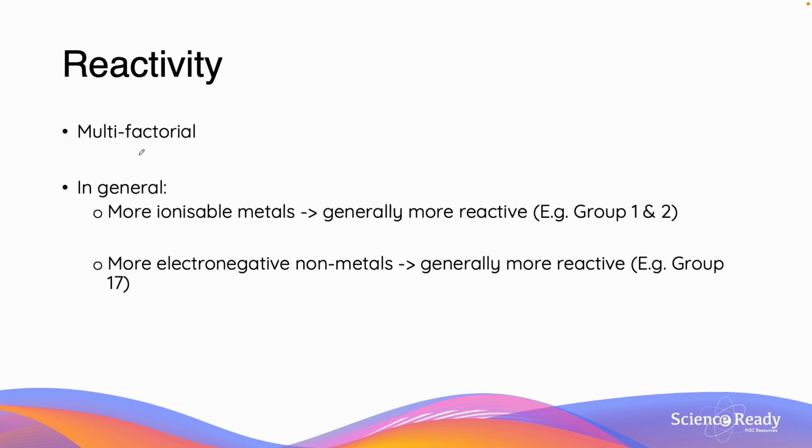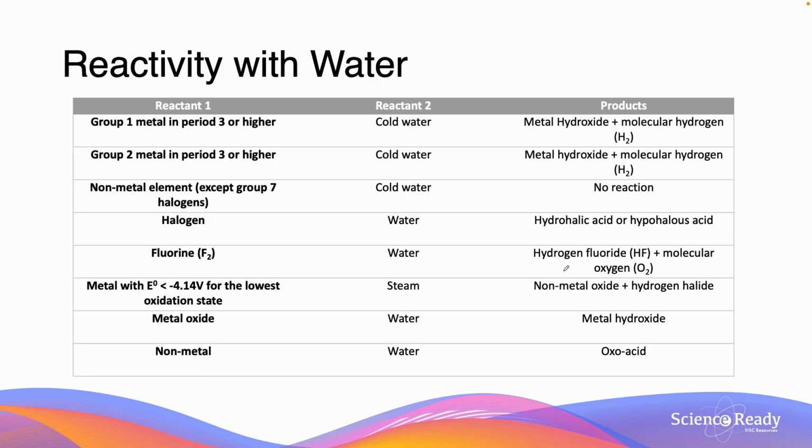Now, the reactivity of an element is multifactorial. However, in general, metals which are more ionizable are going to be more reactive. This is because, if we remember, metals tend to react by removing the valence electrons. Non-metals, however, are going to react by gaining electrons, and this means that the more electronegative non-metals are going to be more reactive. The reactivity of multiple reactants with water is given on the table. Group 1 and 2 metals in period 3 or higher will react with cold water to produce metal hydroxide and hydrogen gas.